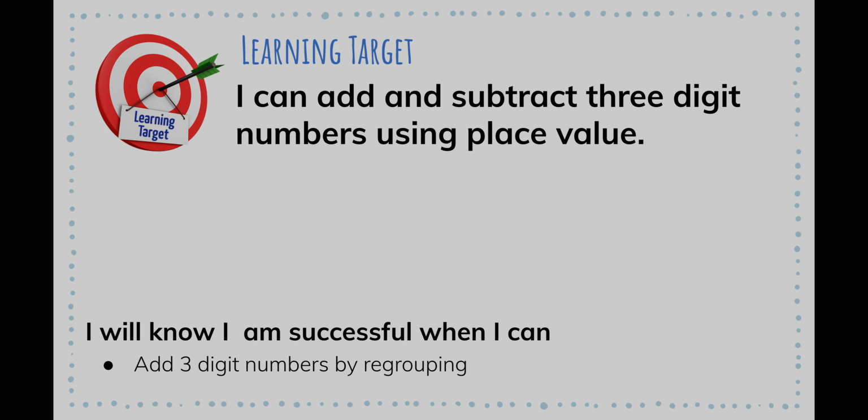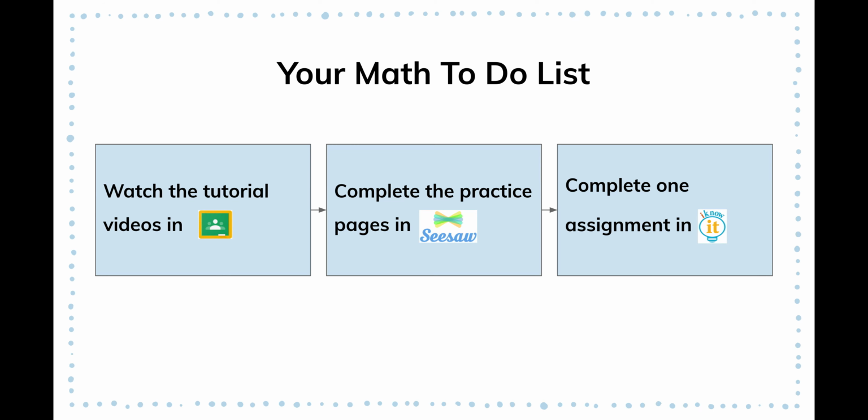Your learning target for this lesson was I can add and subtract three-digit numbers by using place value. And hopefully by now you've gained confidence and you can say that I am successful adding three-digit numbers by regrouping.